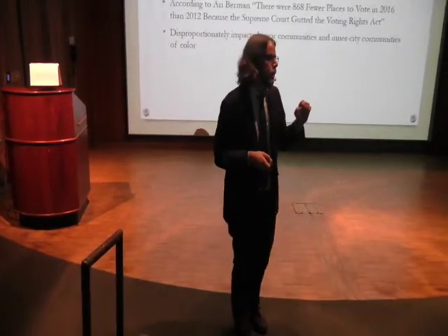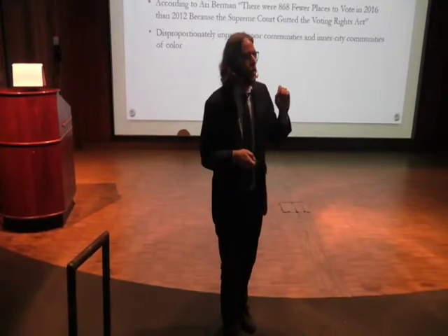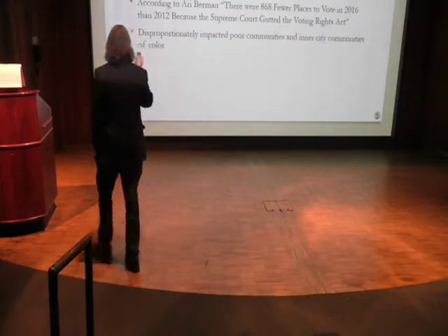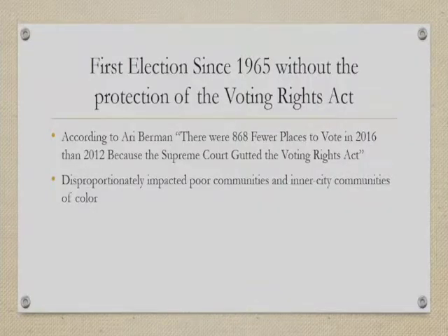So this 2016 election was the first election since 1965 without the protections of this Voting Rights Act. According to Ari Berman, there were 868 fewer places to vote in 2016 than 2012 because of the Supreme Court decision, which disproportionately impacted poor communities, particularly rural communities and inner city communities of color, right? Ari Berman's done some fantastic reporting on that. Write down that name if you'd like to do further investigation on that.